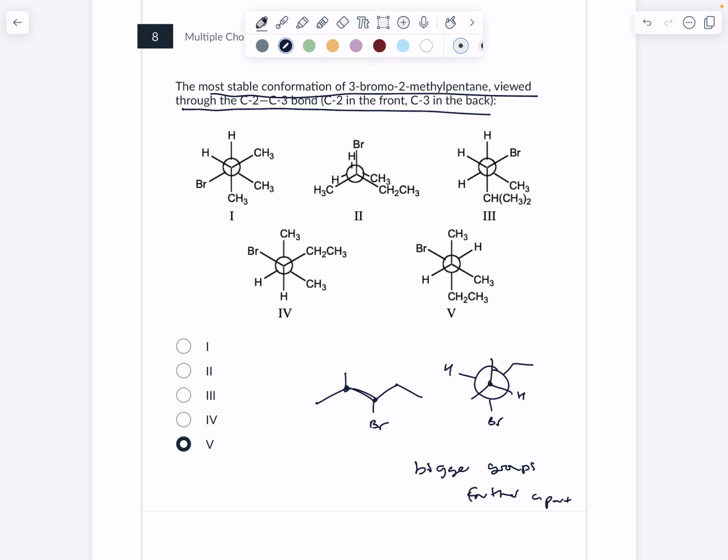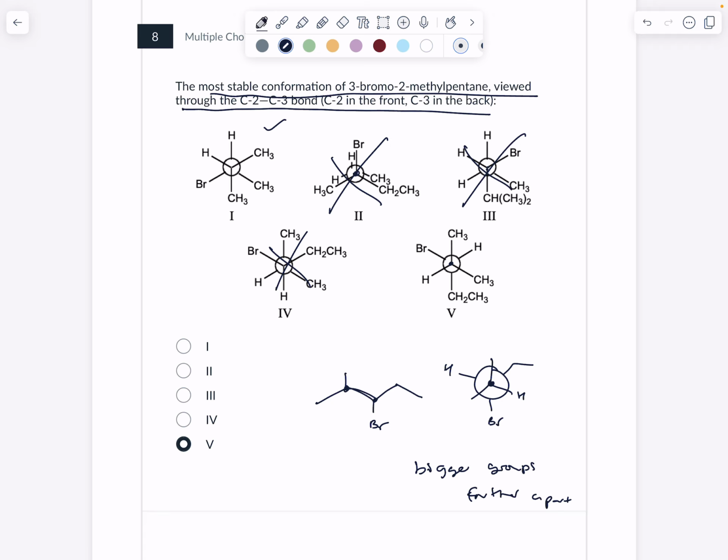But they did tell us to look through C2 to C3. So C2 needs to have 2 CH3s and a hydrogen. So this has that. This one, the front carbon has the bromine on it, so that's wrong. This one has the bromine on it, so that's wrong. This one has 2 CH3, so that's good. This one has the bromine on it, so that's wrong. So I actually don't have to do anything else.